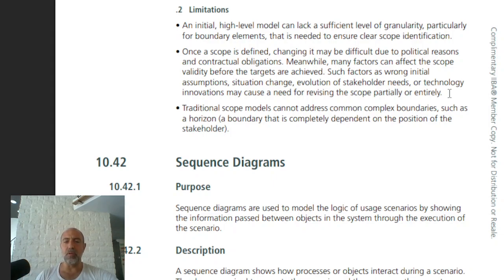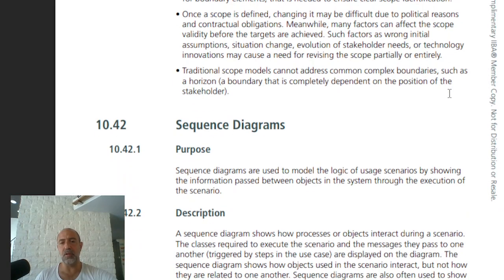Traditional scope models cannot address common complex boundaries such as a horizon, a boundary that is completely dependent on the position of the stakeholder.